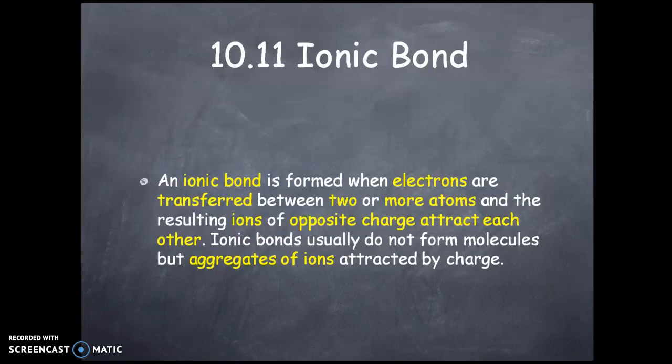Ionic bond is formed when electrons are transferred between two or more atoms and the resulting ions of opposite charge attract each other. Ionic bonds usually do not form molecules but aggregates of ions attracted by charge.